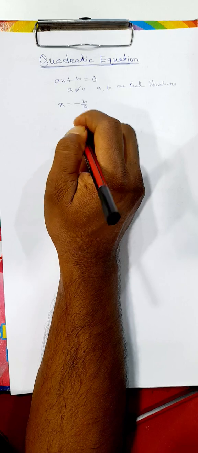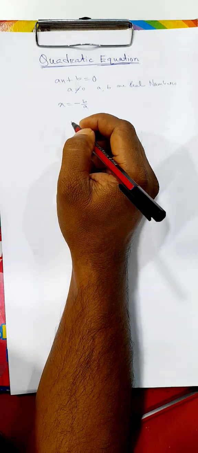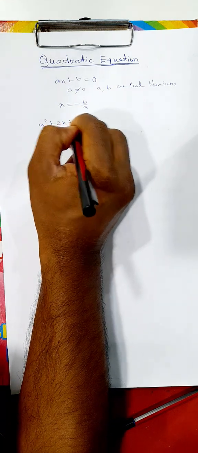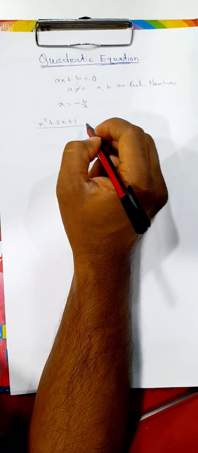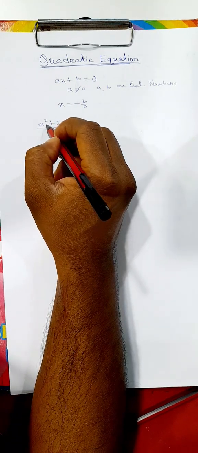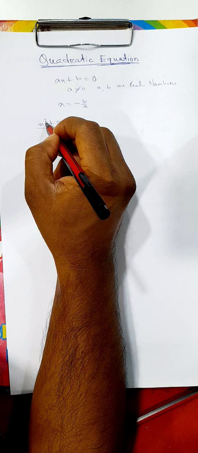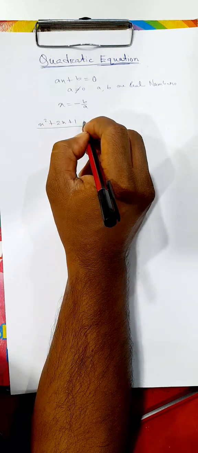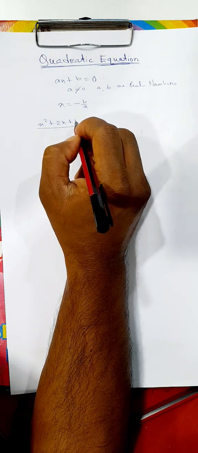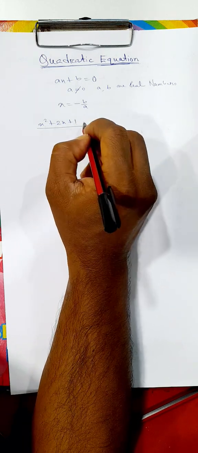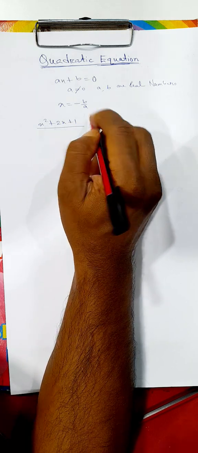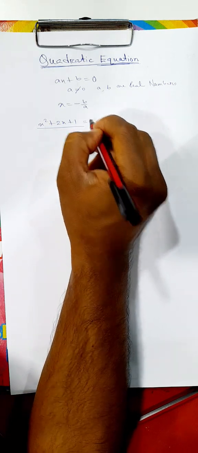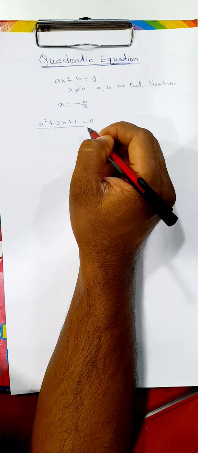Now let us recall what we have studied in quadratic polynomial. Say for example, x square plus 2 x plus 1. It's a quadratic polynomial. The highest exponent of the variable is 2. That is why it is called quadratic polynomial, right? And when we make this quadratic polynomial into an equation with right hand side 0, this becomes a quadratic equation.